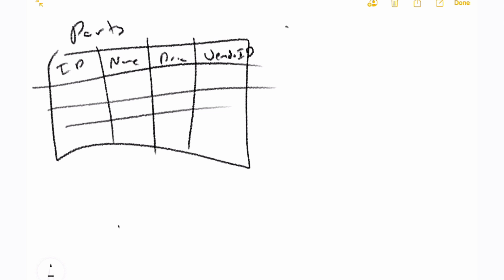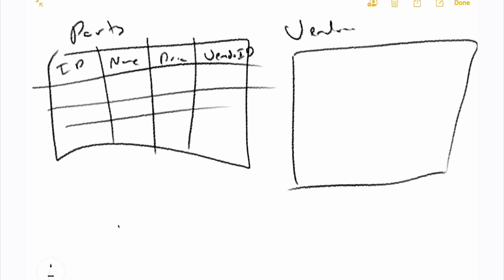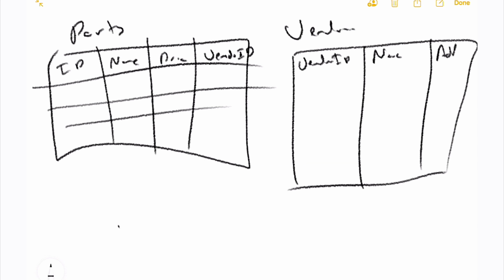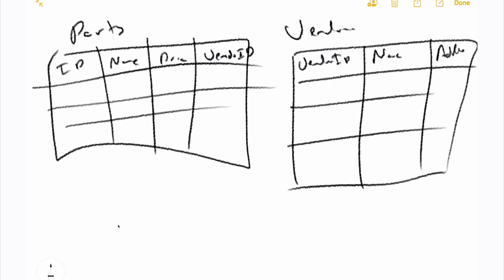Then we are going to be having the vendors table. And in the vendors table, again, there will be multiple different columns. The first column will be the vendor ID, and then there will be the vendor name, and then there will be the vendor address, right? And then there will be different records here.